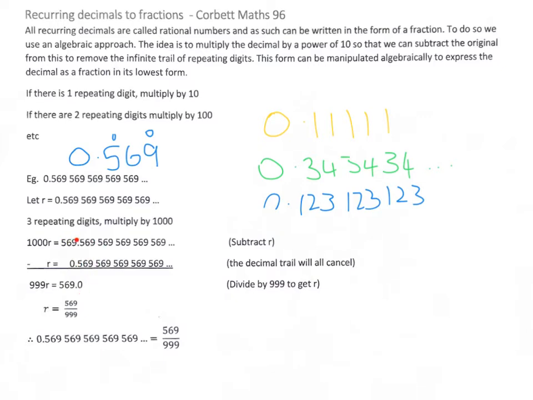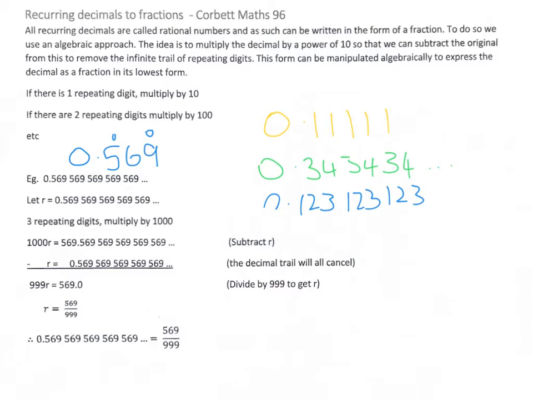Then we've got 569, take away 0, which is 569. 1,000R, take away 1R, gives you 999R. And then if we know what 999R is equivalent to, we can divide by 999 to get what 1R is. So R is 569 over 999. Now we can't simplify this. There are no factors in common, so we have to leave it as 569 over 999.